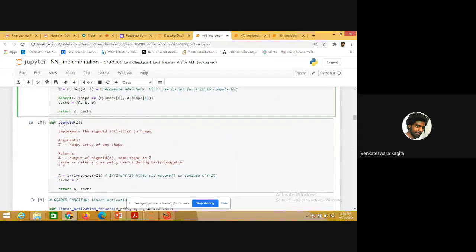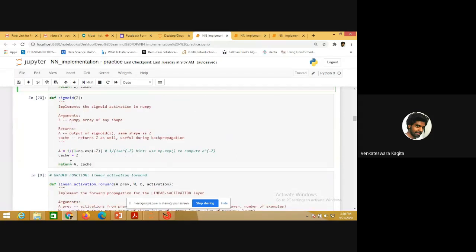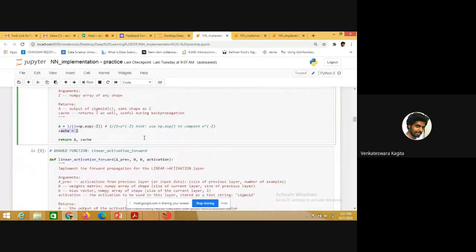Alright, and then the sigmoid function. What is sigmoid? 1 by 1 plus e power minus z, isn't it? So I receive z as the input. I compute 1 by 1 plus e power minus z, which can be computed using np.exp, where np is numpy. From the numpy library, you can get this exp method, of minus z. And I store z also here to avoid redundant computations. So I just pass A and cache here.